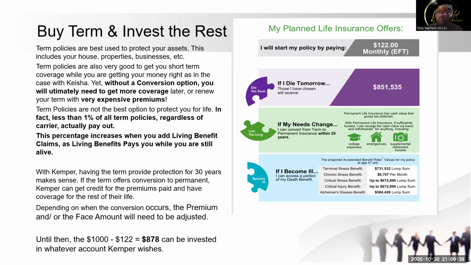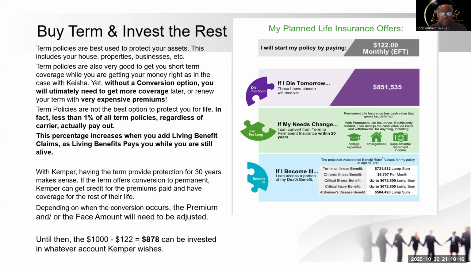Why? Because less than 1% of all policies actually pay out, regardless of the carrier. Check on it. Look it up, right? This percentage increases when you add living benefit claims, as living benefits pay you while you're still alive. So if your policy does not have living benefits and you bought a policy at age 20, chances are that policy is never going to pay out for you or your beneficiary, because if you're 20 and you got a 30, 35-year term, you're still in your 30s, 40s, or 50s. You're still healthy. Chances are you're not going to need that policy, right?